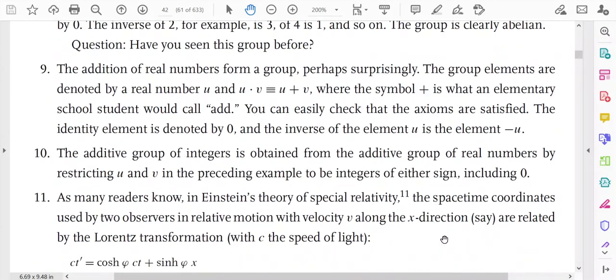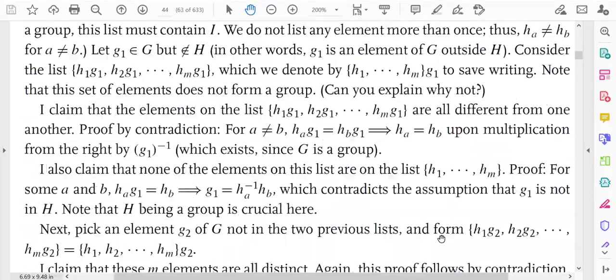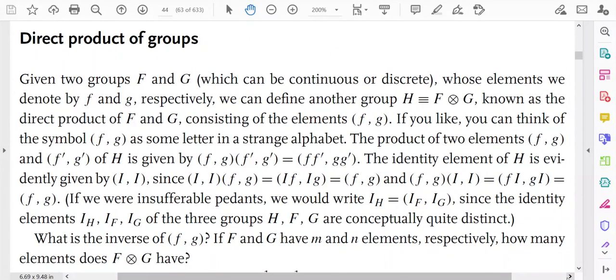Now we will come to the discussion of the direct product of groups. Suppose we are given two groups F and G. F is one group and G is another group, and whose elements we can denote as small f and small g. So small f and small g are any elements of the groups F and G respectively.